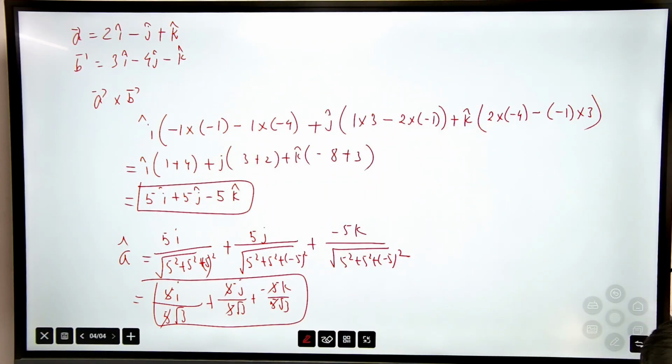Next question. If vector A equals 2i cap plus 3j cap plus 4k cap, and vector B equals 3i cap plus 2j cap minus lambda k cap, and they are perpendicular, then find the value of lambda. Work it out and give it to me.